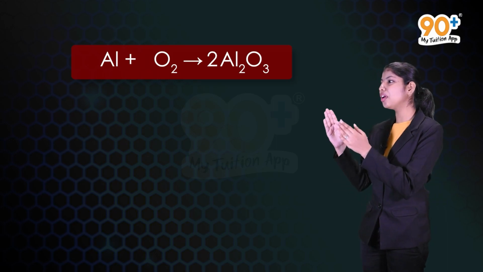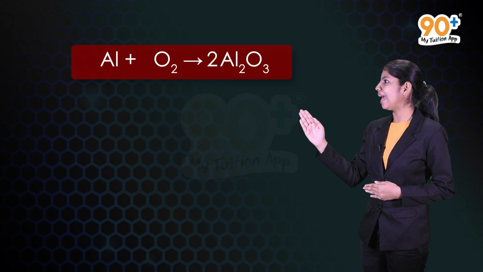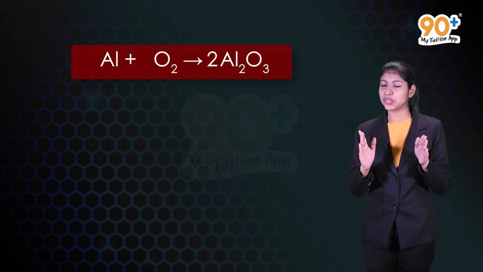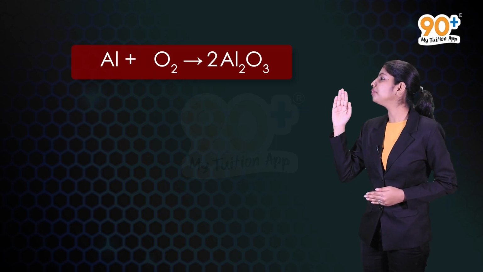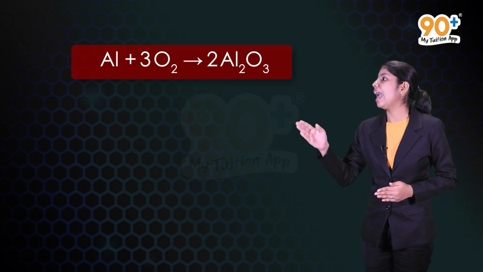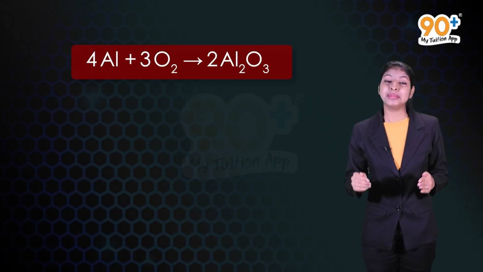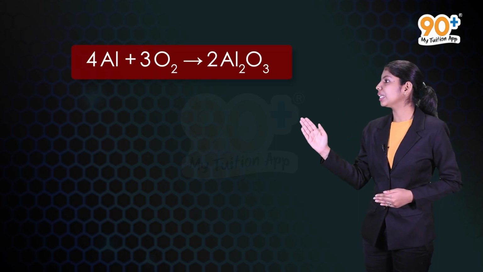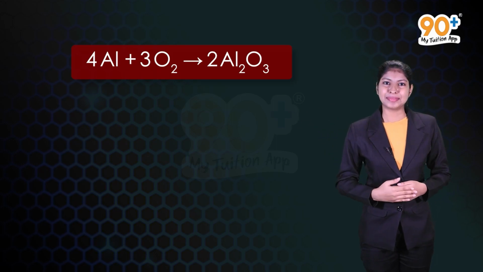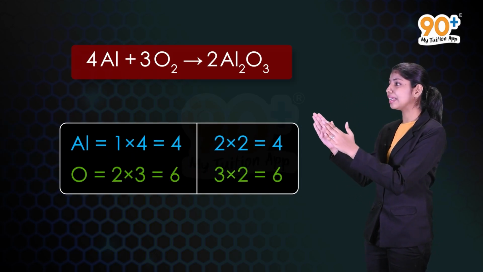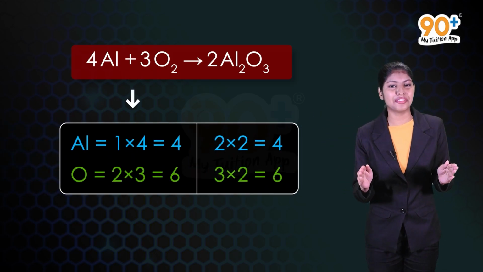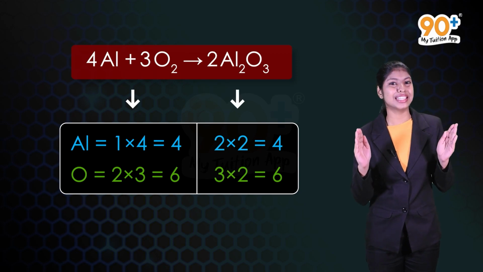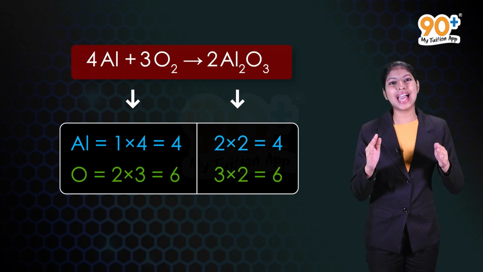Now we have 4 aluminium and 6 oxygen atoms. So we can say that we have to change the left hand side also. For that, we can put coefficient 3 as 3O2 and 4 as 4 aluminium. Therefore, the equation becomes 4Al plus 3O2 gives 2Al2O3. Therefore, from this table, we can see that both left hand side and right hand side contain equal number of atoms. Therefore, this equation is a balanced one.